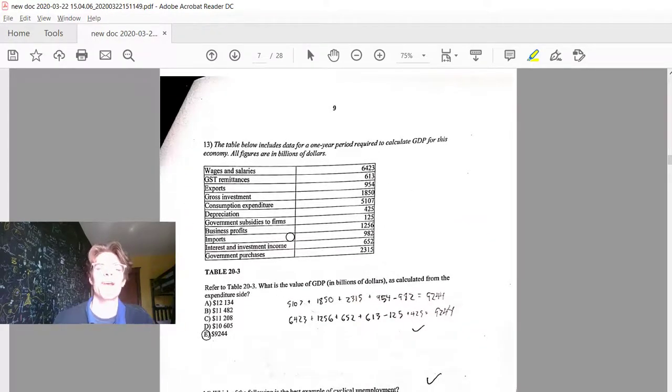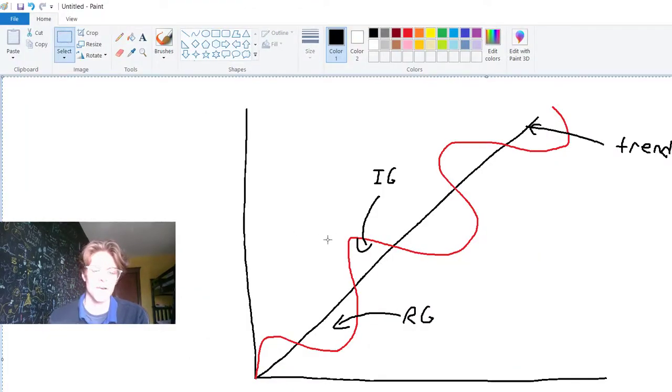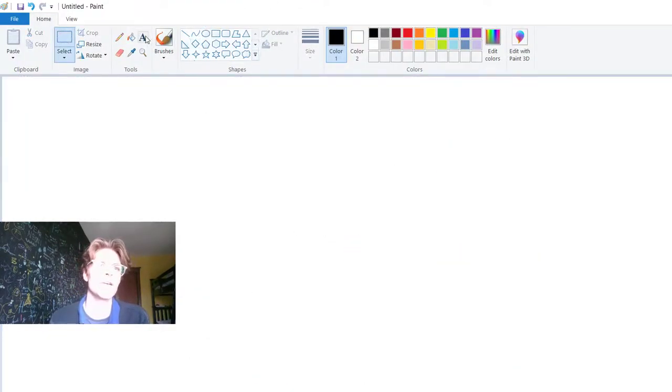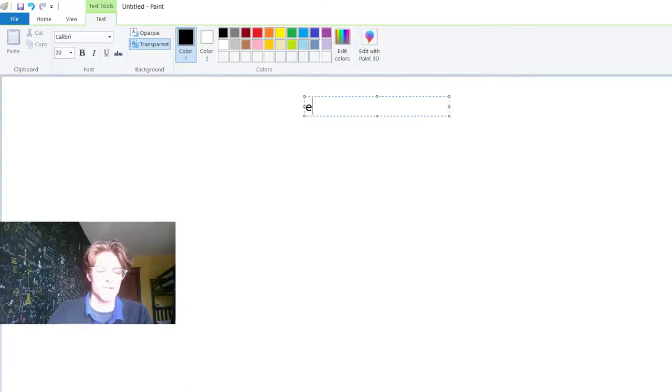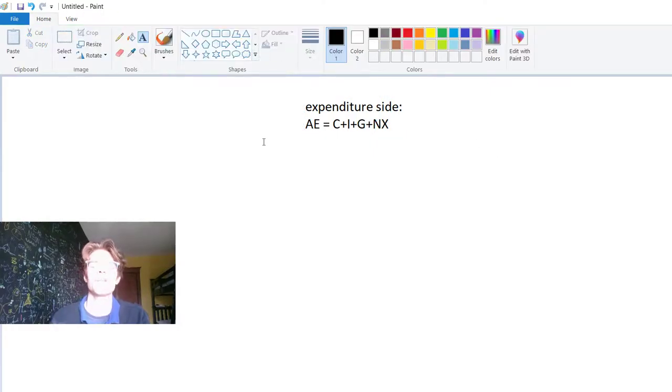This one, okay, I want to talk about this one. This is calculating GDP from the expenditure side and the income side. I'll do both sides so that you guys can see how that works. From the expenditure side, it's just like our AE formula: C plus I plus G plus NX. That's it. It's only purchases.